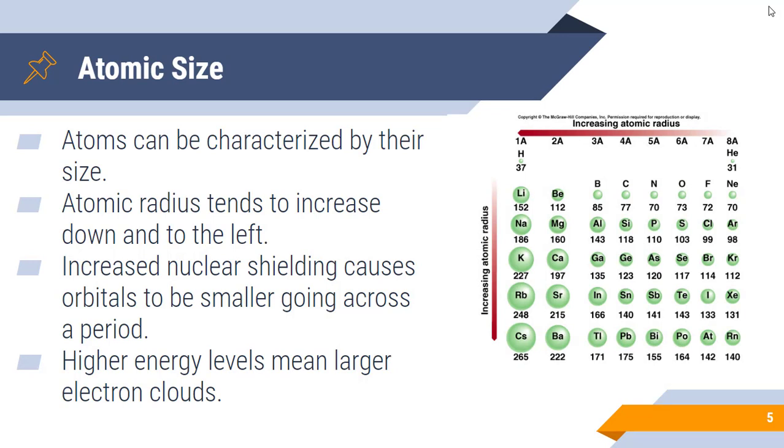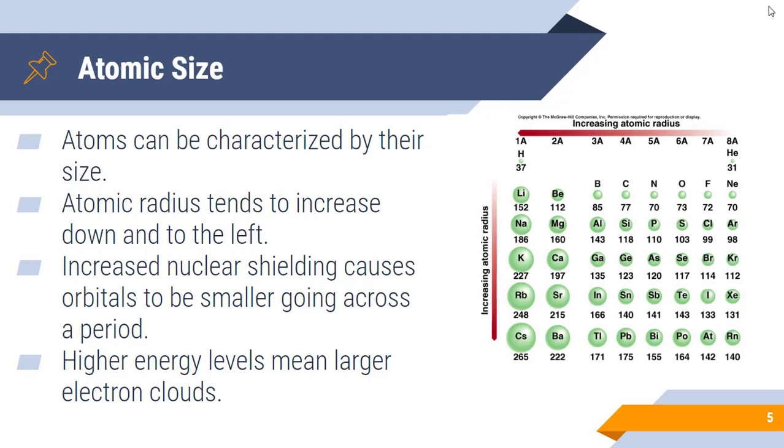One atomic trend that we've talked about previously is atomic radius, and they can be characterized by their size. Atomic radius tends to increase as you go down and to the left. Now, the reason for this is that there is increased nuclear shielding, which causes orbitals to be smaller going across a period. So if you think about an outer shell of electrons, and say it only has 1 electron in it, it's somewhat attracted to the nucleus, but as the number of electrons in the outer shell increases, the shell gets smaller because there's more attraction to the nucleus.